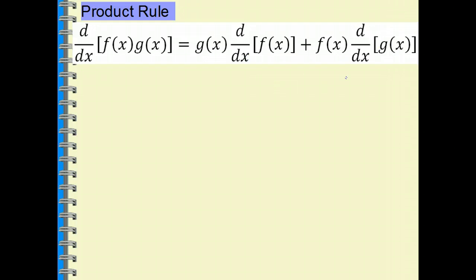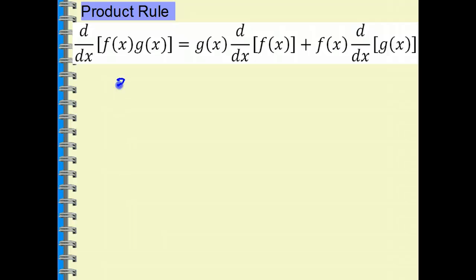Now, your book actually has this reversed. It has this term, the f of x times dg/dx, listed first. It doesn't really matter because of the commutative property of addition. I chose to list it this way because of the rule that's coming after this, so that way they're in the same type of format. Either way you write it, whether you have the g of x listed first or the f of x listed first, it doesn't matter. They're still the same thing. So let's take a look at an example here.